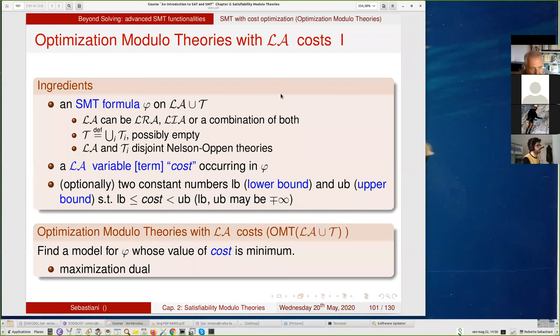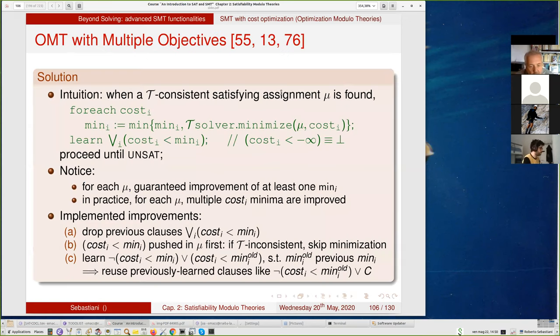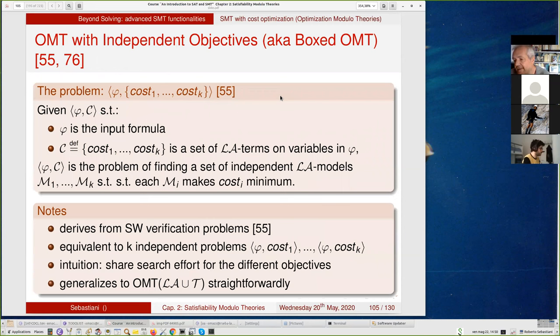Sorry, I'm going very fast, but of course, I have only 10 minutes left. You can run many different problems which share the same formula with different cost functions. So this is a trick. Very often you have the same formula with very many different independent cost functions to handle, and you have to find a minimum for every such cost function. Of course, you can run k distinct OMT problems on that. But you can also factorize the search.